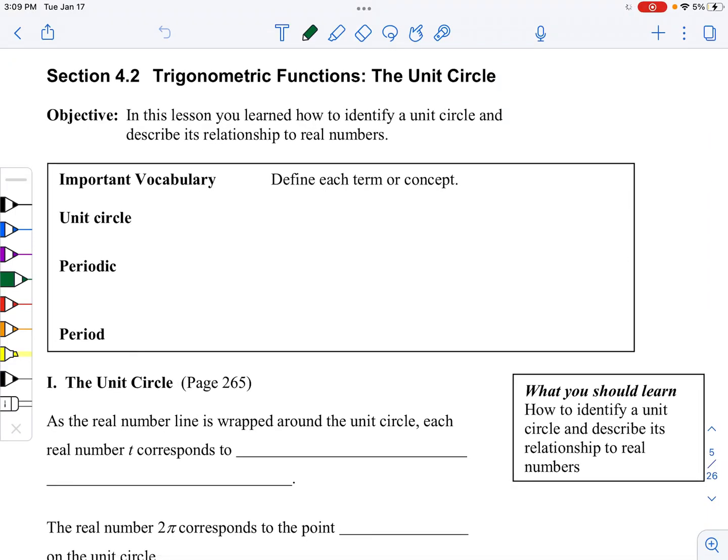Hey guys, we are going to do our notes for section 2 in our packet today. We've already done our unit circle, but I want to make sure we've got our vocabulary and some other things for this. So let's start off with this vocabulary.